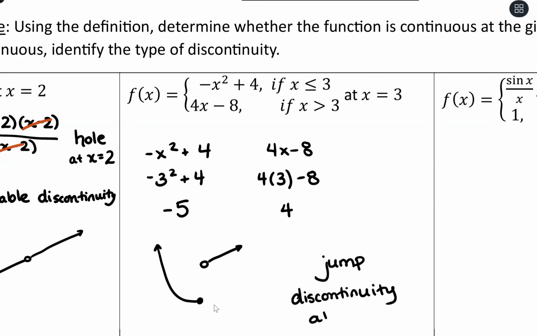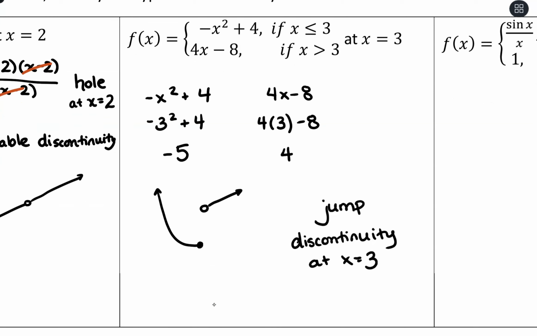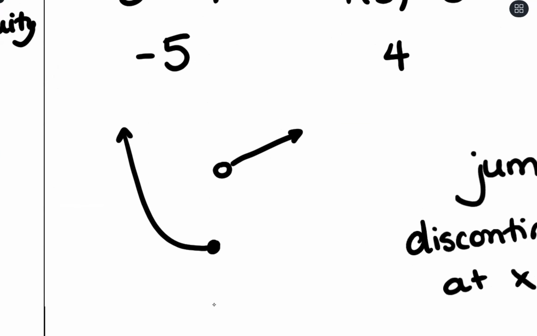So this is creating a jump discontinuity at x equals 3. Now, if they had come out to be equal to each other, if we had the same y value, what that would do is something like this. We would still be switching over our functions from something quadratic to something linear, but if they match up, it becomes something continuous. But with this case, it's not. We had something more like that.